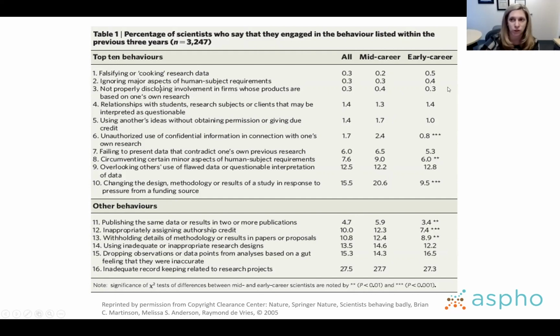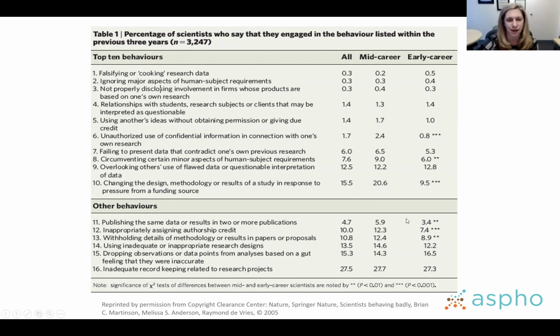So perhaps it's related to inadequate mentorship or the pressures of being early career and trying to establish oneself. You could draw many hypotheses, but the point of this is mostly to show you that these questionable research practices are realities.